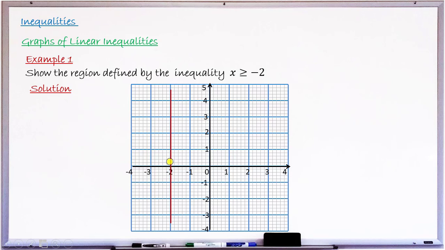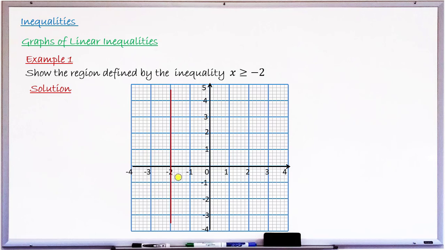And I have used the solid line because the inequality includes the equals to. You can see it. Then this red line now divides my graph into a right part and a left part, so I have two regions. One of the regions would be the region of the required solution, and the other would be the region of the unwanted solution.